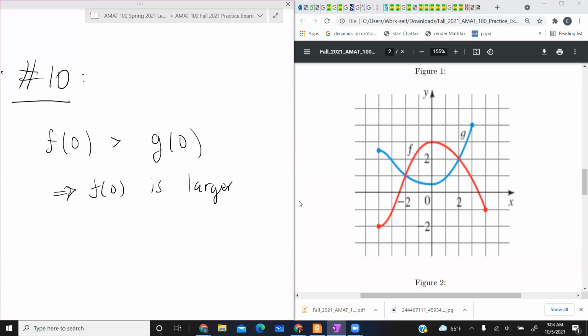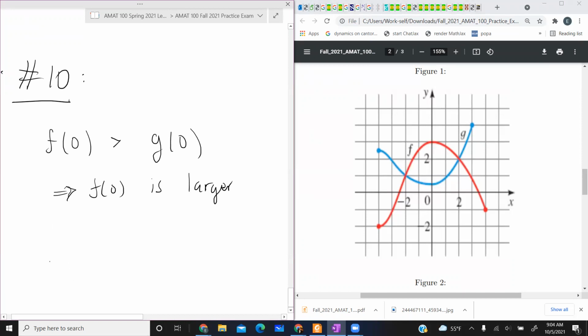Because we're looking at what function is higher above the x-axis, or if they're both negative, which one's closer to the x-axis. So that answers the first part.